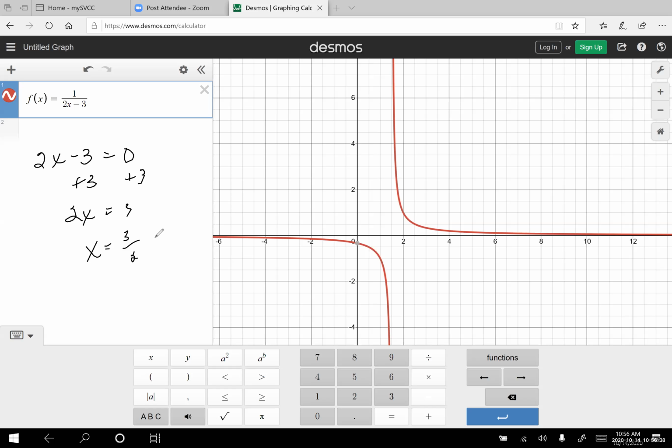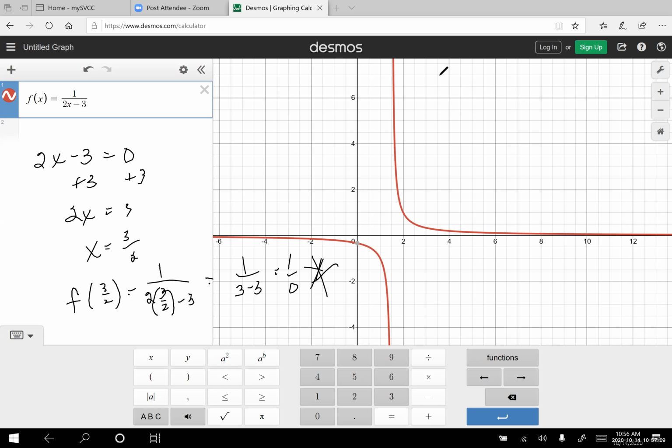So when x equals 3/2, this function becomes undefined, meaning if I were to plug 3/2 into this function, I would get 1 over 2 times 3/2 minus 3, 1 over 3 minus 3, 1 over 0. Oh no, it's undefined there.